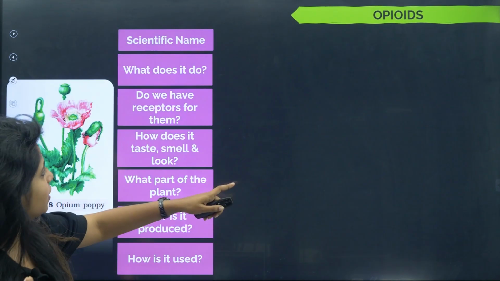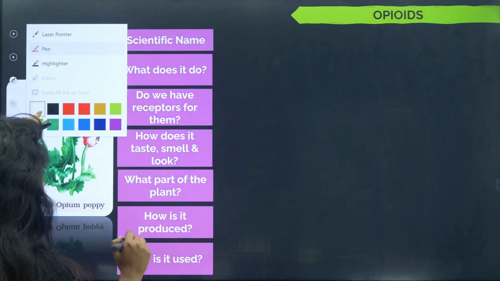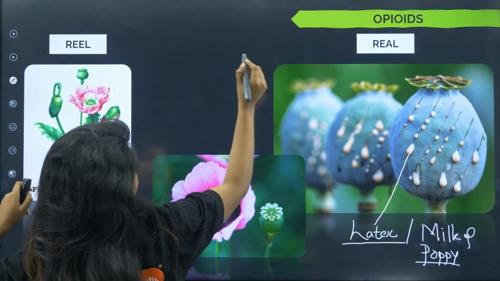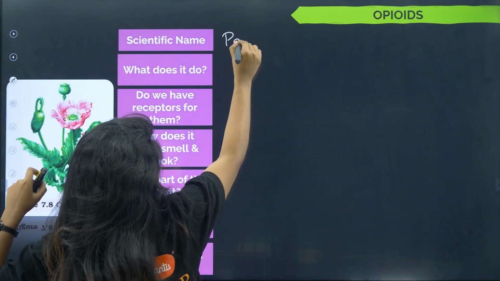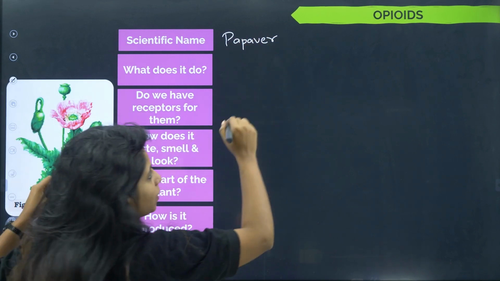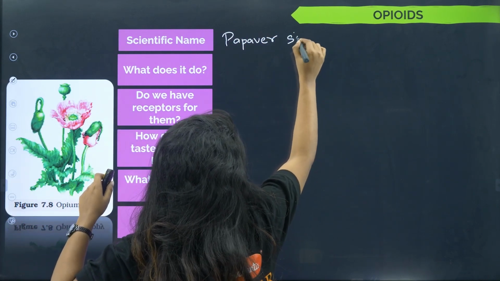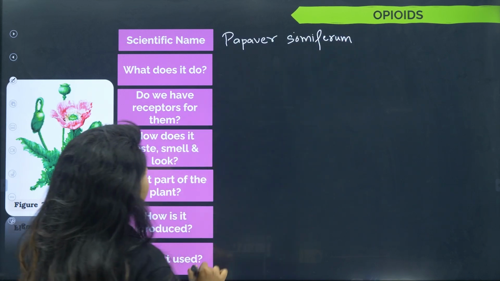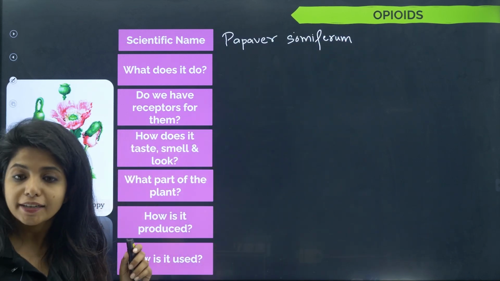So let's write everything together. Scientific name, Papaver somniferum. I don't want to make the spelling wrong. You just say Papaver, like Tupperware, just like that you can remember. Papaver somniferum. Fine.